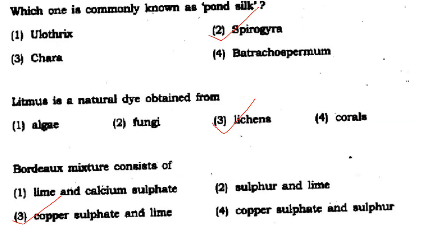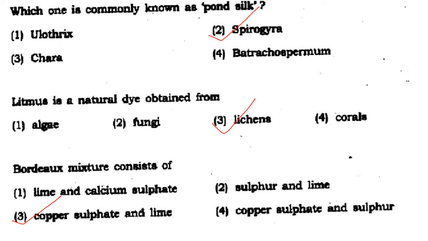Next one. Which one is commonly known as pond silk? Option 1 Ulothrix, 2 Spirogyra, 3 Chara, 4 Batrachospermum. Answer is option 2 Spirogyra. Litmus is a natural dye obtained from 1 algae, 2 fungi, 3 lichens, 4 corals. Answer is option 3 lichens.